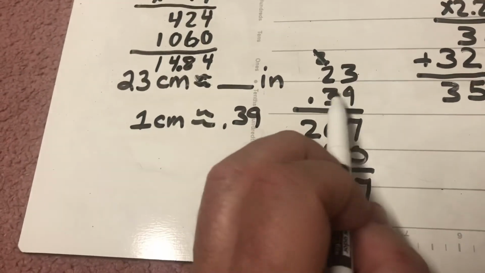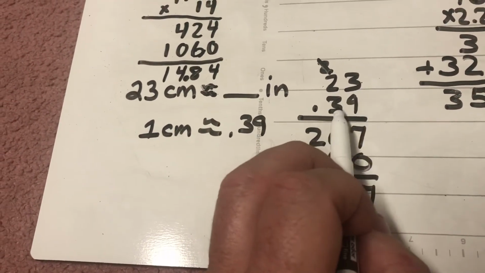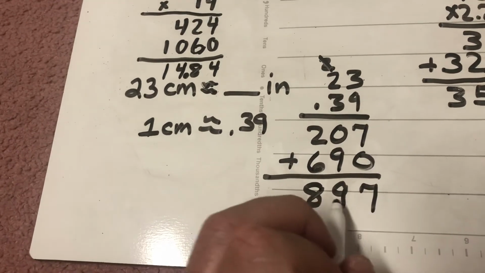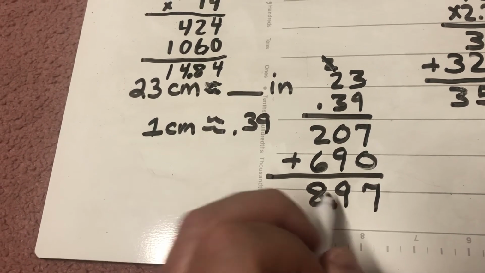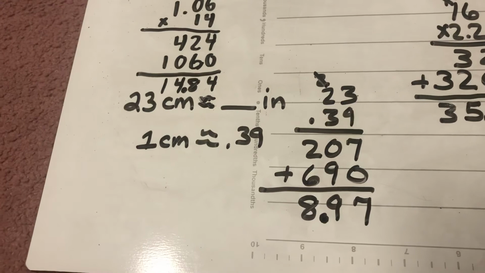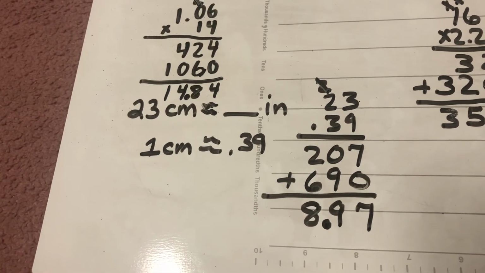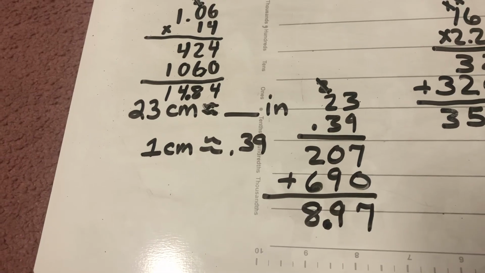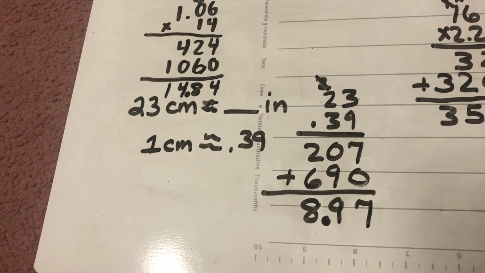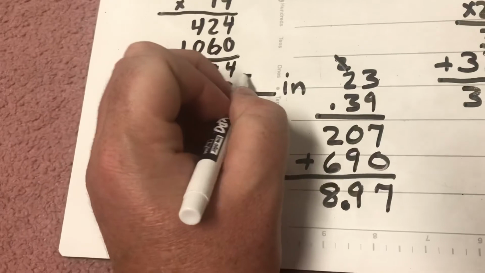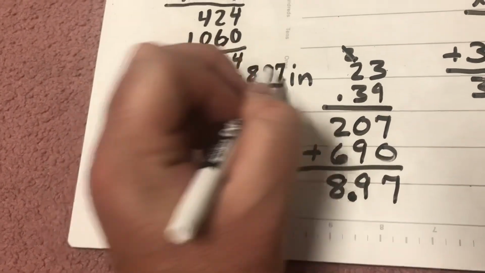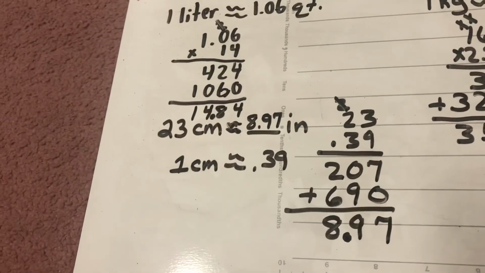There are 2 digits that come after the decimal in the problem, just the 3 and the 9. So I need 2 digits that come after the decimal in the answer. 8 and 97 hundredths. Okay? And that's what I get. 23 centimeters equals about 8 and 97 hundredths inches.